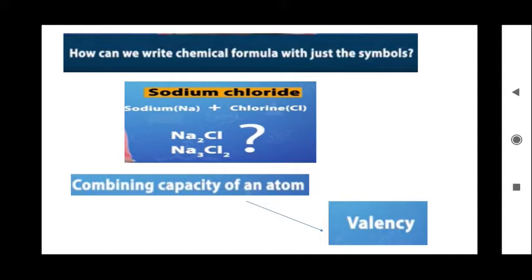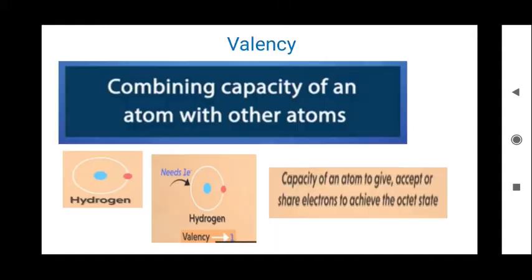Before going to solve problems on writing the chemical formula for a given chemical compound, let us look at what we mean by valency. As I told already, the combining capacity of any atom with another atom is called valency. Let me explain valency with the help of two examples. The first example is hydrogen.